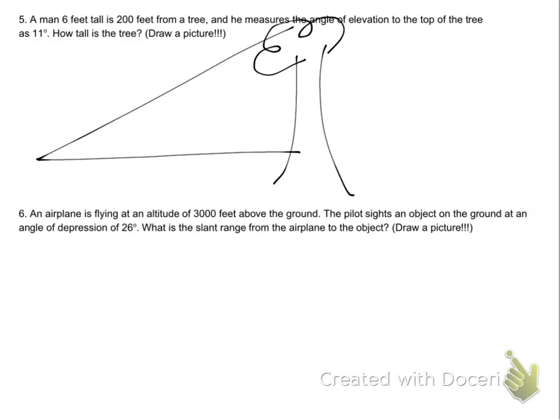But he is what? 6 feet tall. He's 6 feet tall. Where is he looking from? 6 feet up. That's where we're going to have to make the assumption. Okay, if I'm 6 feet tall, are my eyes really 6 feet off the ground? No, there's a couple inches below, right?